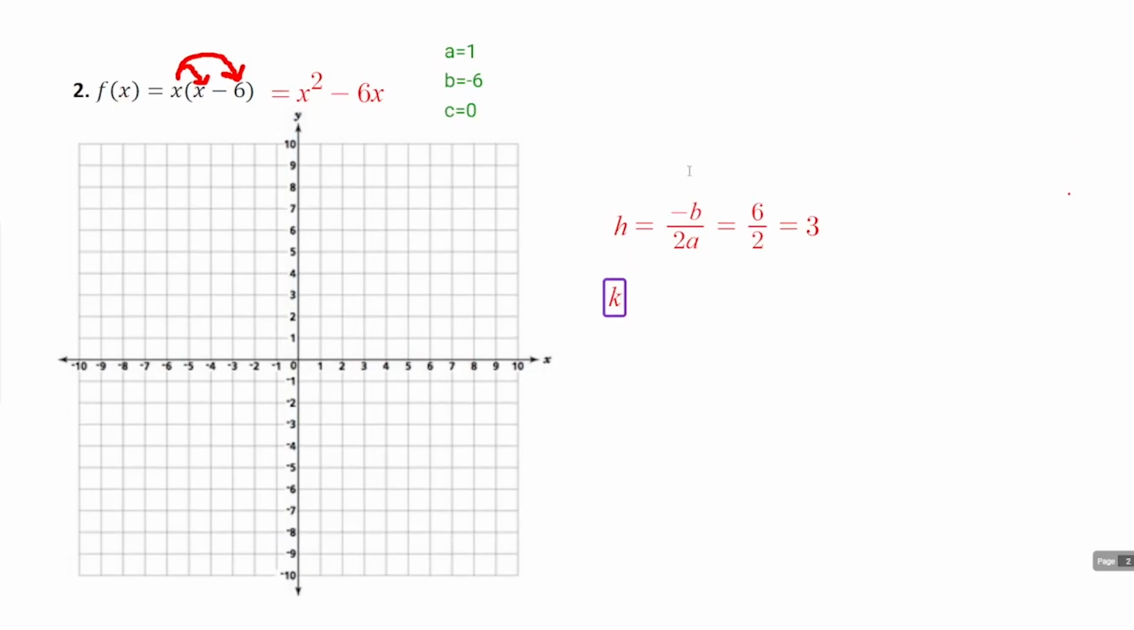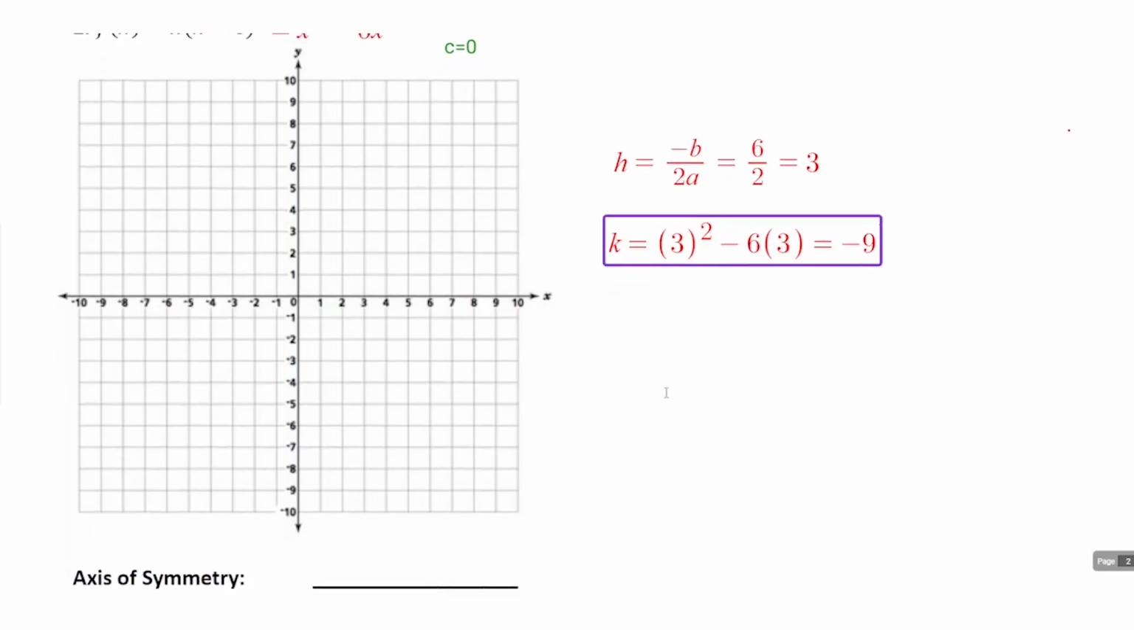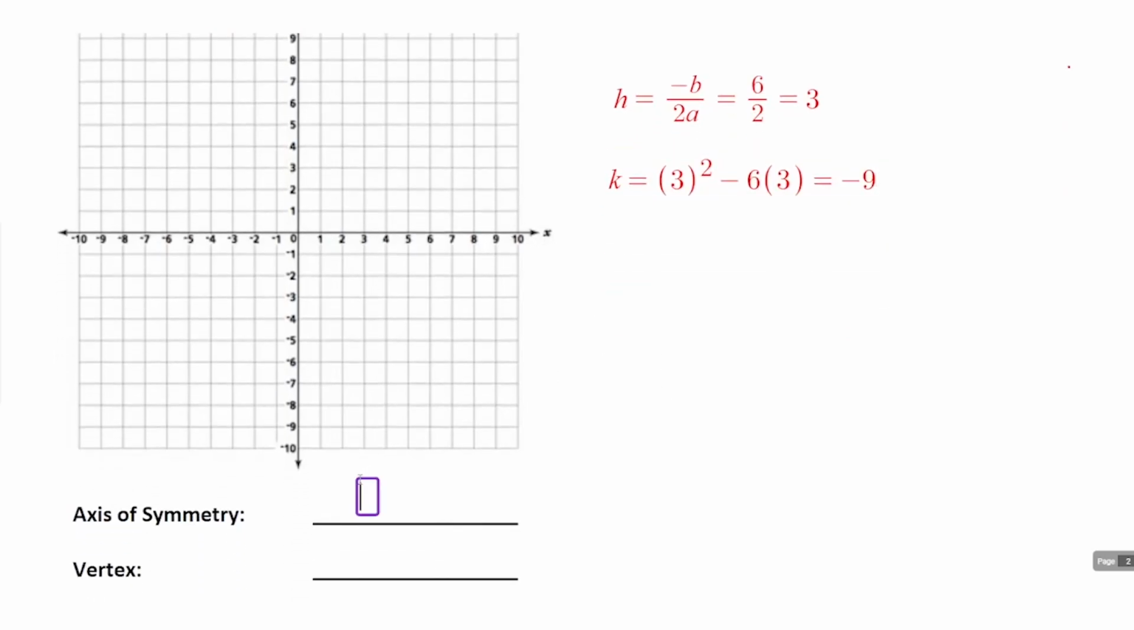To find the k, we are going to plug in 3 back into the equation. Well, you could actually use the standard form, or you could use this. It doesn't really matter. You should get the same number either way. I'll use the standard form. 3 squared minus 6 times 3. Now this is going to be 9 minus 18 would be negative 9. So now we've got our axis of symmetry, which is at x equals 3, and we've got our vertex at the coordinate 3 comma negative 9.